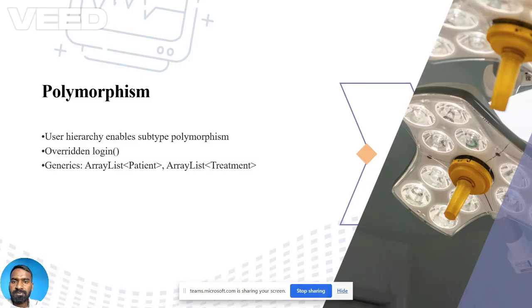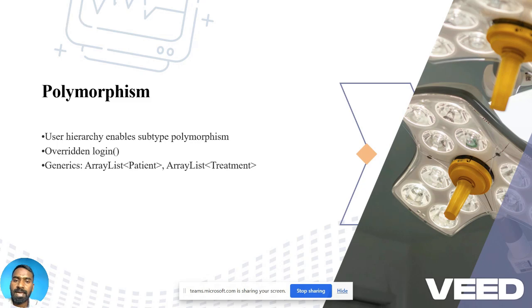Use of polymorphism. We use two types of polymorphism. The first is subtype polymorphism through inheritance. Since patient, clinician, and administrator all extend user, they can override methods like login or notification handling. The second is parametric polymorphism, also known as generics, using classes like ArrayList of patients or ArrayList of treatments. This gives strong type safety and reduces errors.